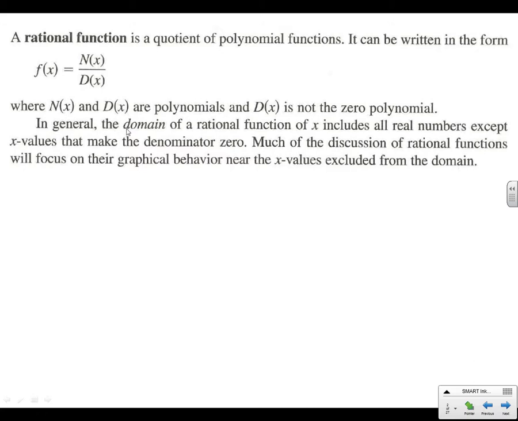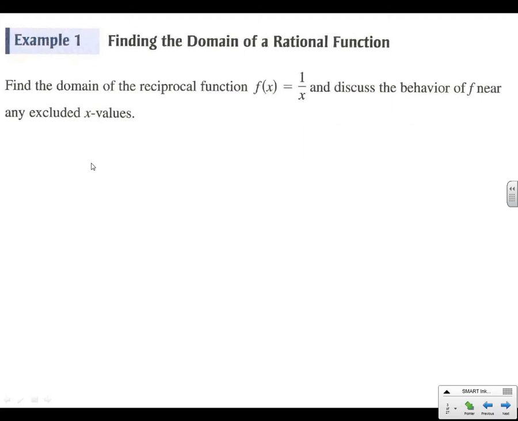So in general, we'll read the sentence, the domain of a rational function includes all real numbers except values that make the denominator 0, right? We've talked about that before. So much of this chapter is all about what happens when we get close to the numbers that make this 0. All right, so we'll talk about this here.